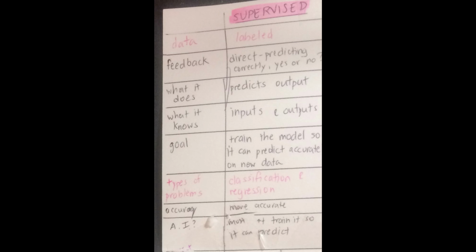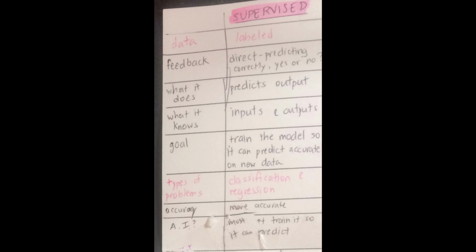is it AI? The type of data is labeled data. The type of feedback is direct. Is it predicting correctly? Yes or no? What it does, it predicts output. What it knows, both input and output. What's its goal? To train the model so it can predict accurately on new data.